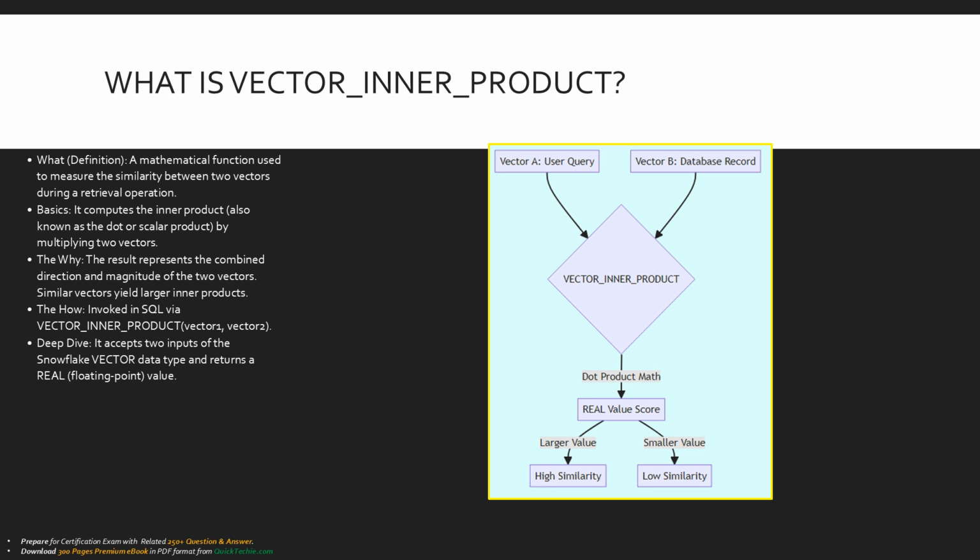We have two distinct inputs: vector A, representing the embedded user query, and vector B, representing a single embedded record from our database. Both are injected into the vector inner product compute node. The engine performs rapid dot product mathematics across hundreds of dimensions simultaneously. It outputs a single real value score. The branching logic below shows how we interpret the score. A larger positive value indicates high similarity, meaning the texts are conceptually related, while a smaller value dictates low similarity.